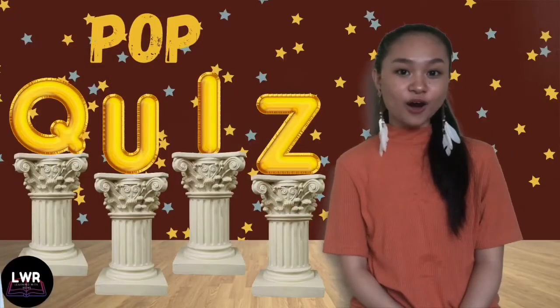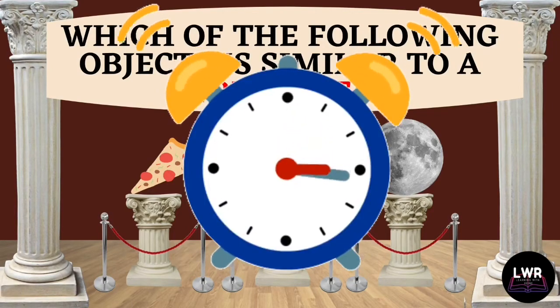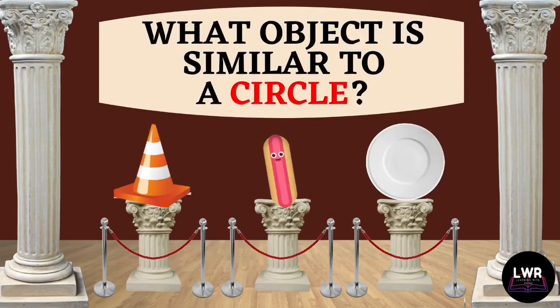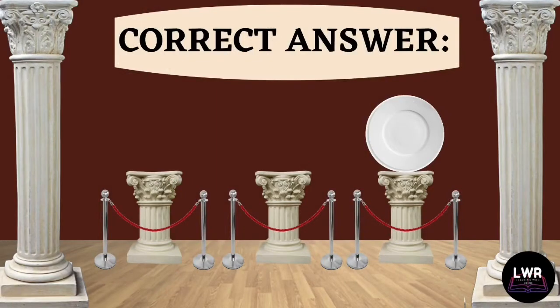Pop quiz! Now let us test your understanding. Which of the following objects is similar to a triangle? If you answered a slice of pizza, then you got that right. What object is similar to a circle? The answer to the question is a plate. Let us go back to the lesson.